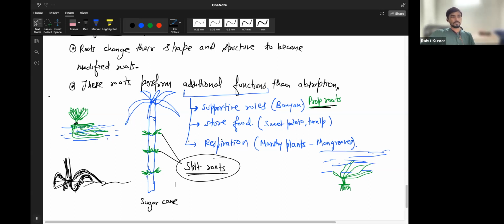You can write down: the stems of maize and sugarcane have supporting roots coming out of the lower nodes, the nodes which are lower. On the higher nodes, these roots are not that prevalent. So they're present in the lower nodes and are called stilt roots.